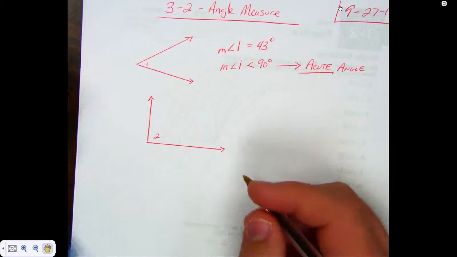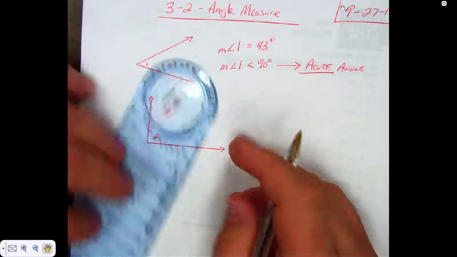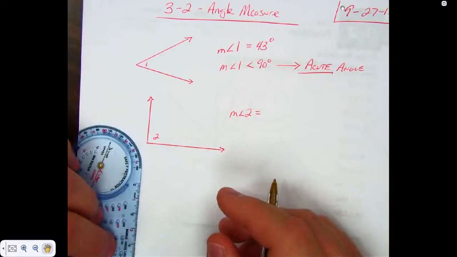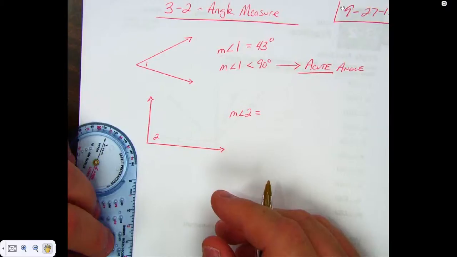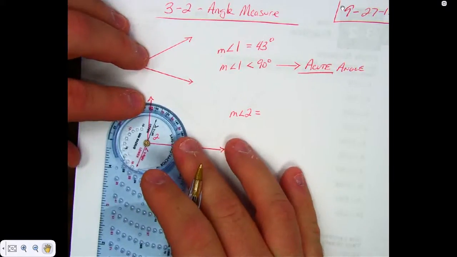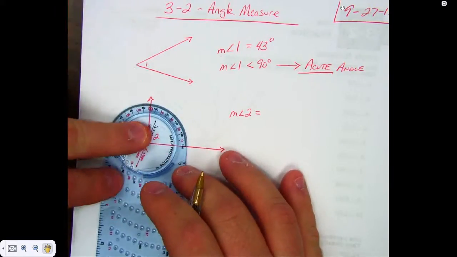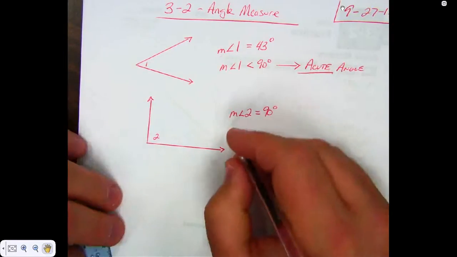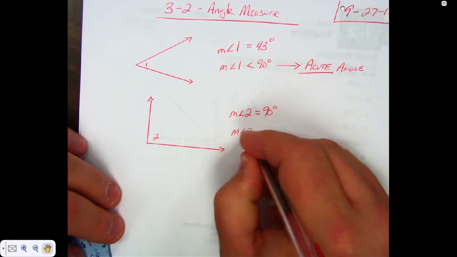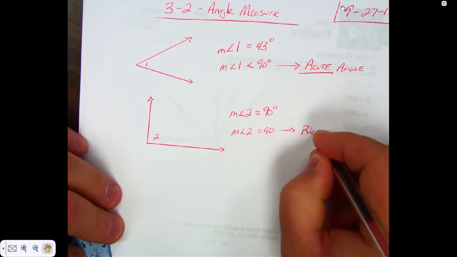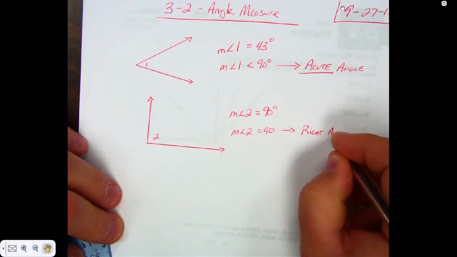Call this angle 2. What is the measure of angle 2? 90. Now, yes, I tried to draw it like that, but you can't say it's 90 degrees until you measure it or it's given to you. It may be 89.5 degrees. Would everyone agree with that? Yeah. Okay, because just because it looks like it doesn't mean it is. It looks like it measures 90 degrees. So since the measure of angle 2 is equal to 90, it is called a right angle.